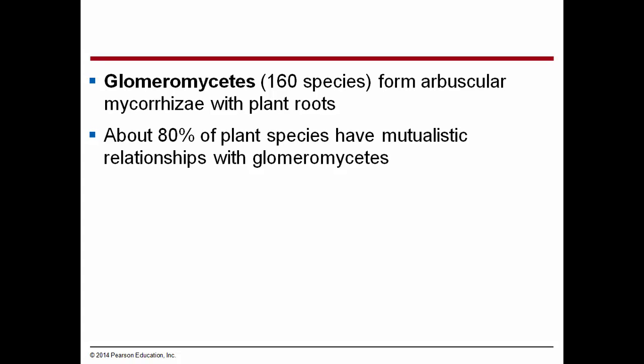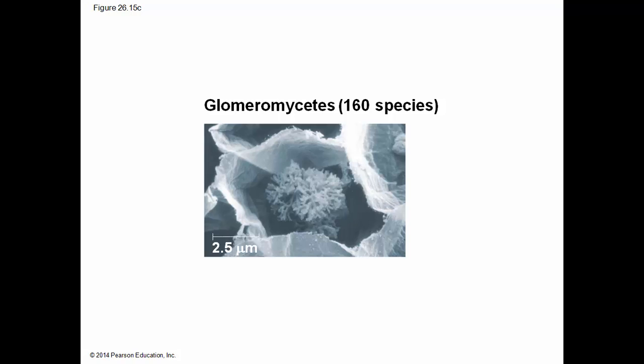Glomeromycetes form arbuscular mycorrhizae with plant roots. These are the important fungi that help plants to metabolize nutrients. About 80% of all plant species have mutualistic relationships with Glomeromycetes. Here is the Glomeromycete in the cell structure.